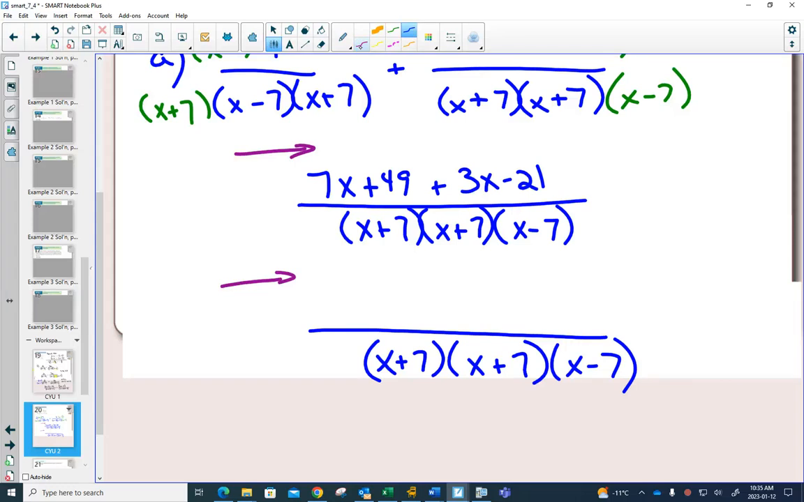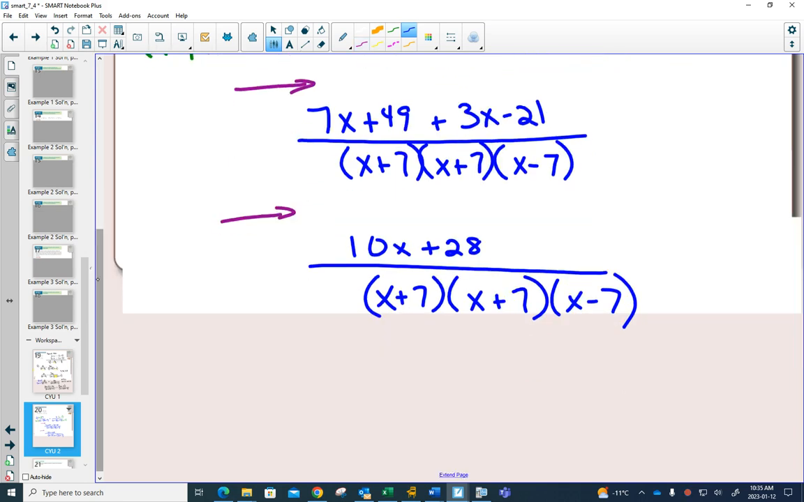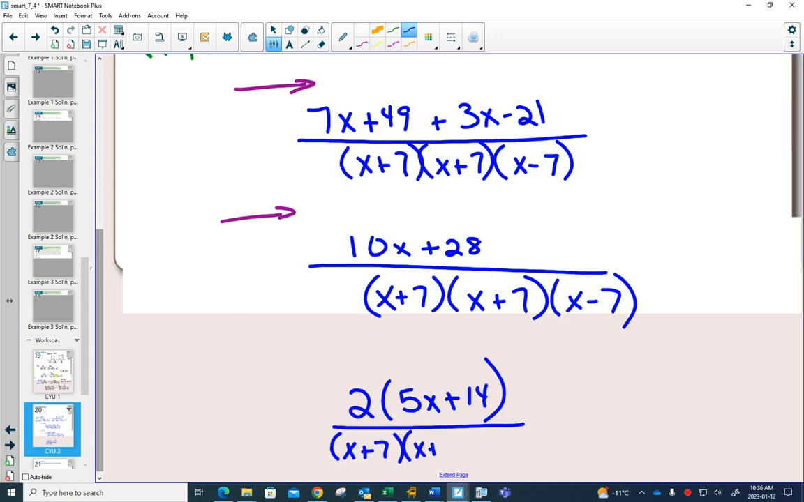We're going to combine our like terms here. I'm going to get 10x, and 49 minus 21 is plus 28. Technically, I can factor the top here. I can take out a common factor of 2, leaving me with 5x plus 14. But none of the factors are identical, so we are done.